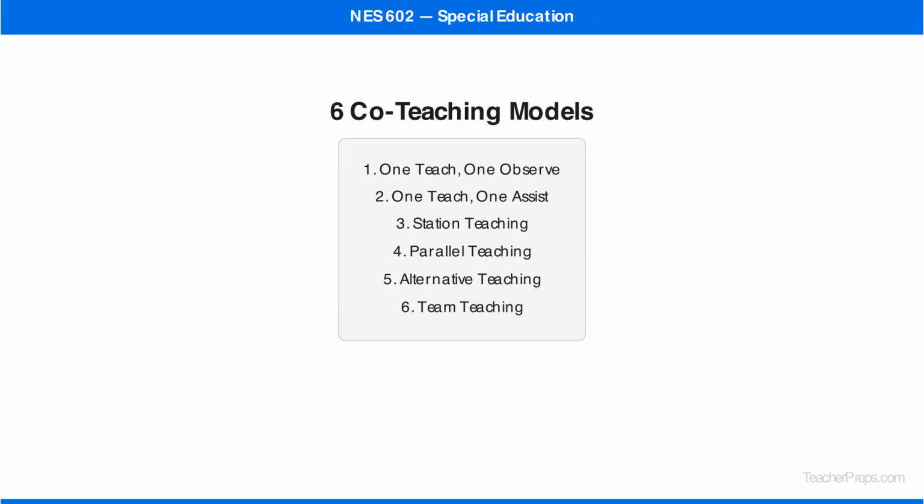1 teach, 1 observe. 1 teacher leads while the other collects student data. 1 teach, 1 assist. 1 leads, the other circulates and helps. Station teaching. Students rotate through stations taught by each teacher. Parallel teaching. The class is split in half and each teacher teaches the same content to their group, cutting the student-teacher ratio. Alternative teaching. 1 teacher works with a small group for pre-teaching or reteaching while the other teaches the rest. And team teaching. Both teachers share equal instruction, teaching together.